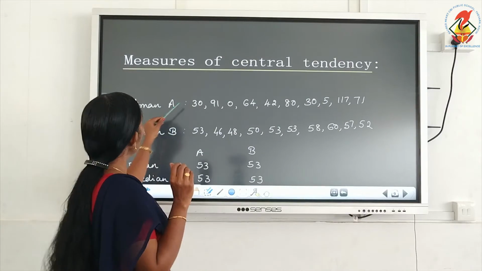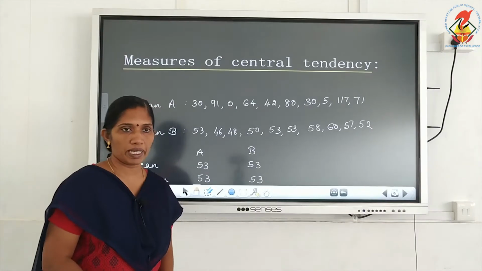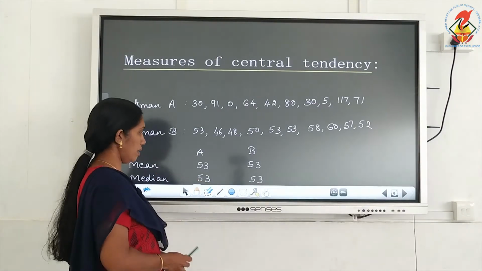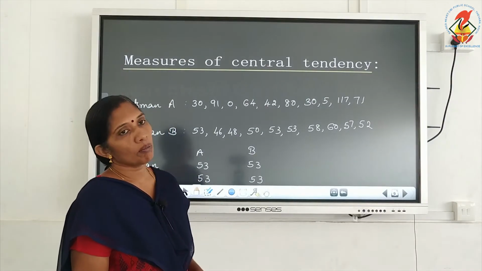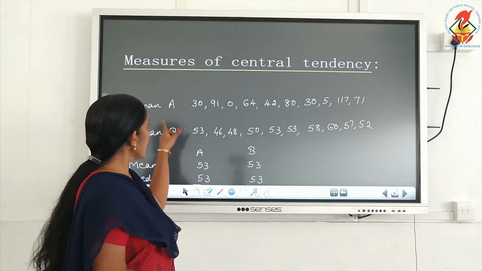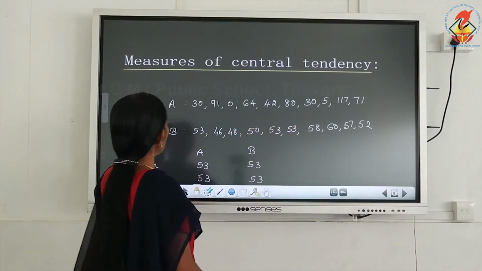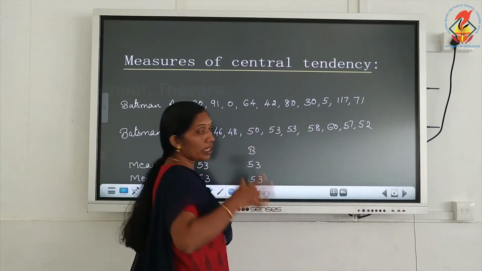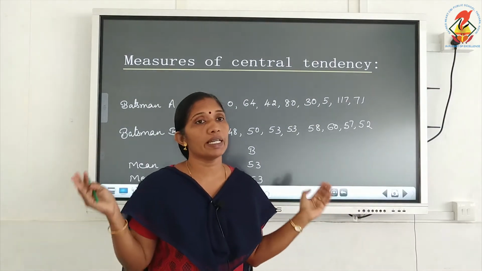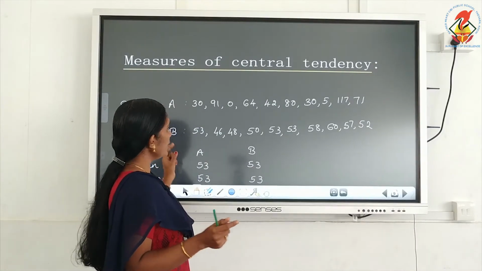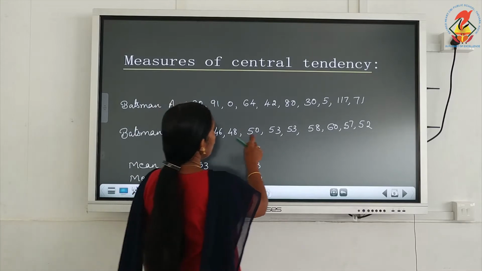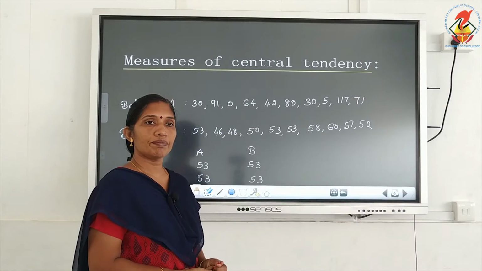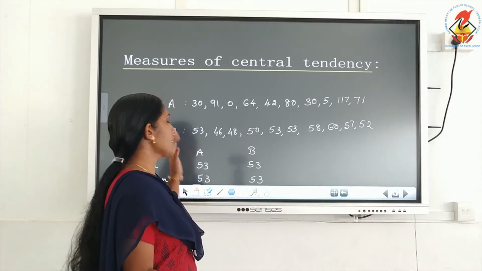Now you compare these scores. Who is the best player, A or B? Here the mean and median are the same for both A and B. But when we compare these scores, for A the minimum is 0, the maximum is 170. So the range is more, 0 to 170. But for B, the scores are in between 40 to 60, isn't it? So who is the best player? Who is consistent? B is consistent.